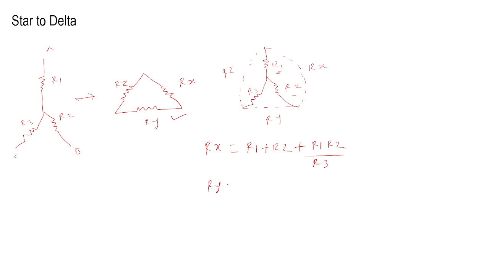Now see, Ry is equal to, we need to find Ry, the associated resistors are R2 and R3. So it will be R2 plus R3 plus R2 R3, divided by who is remaining, who is opposite, that is nothing but R1. Again Rz. We need to find Rz, the adjacent resistors are R1 and R3. So it will be R1 plus R3 plus R1 R3 divided by R2. So this is the conversion.